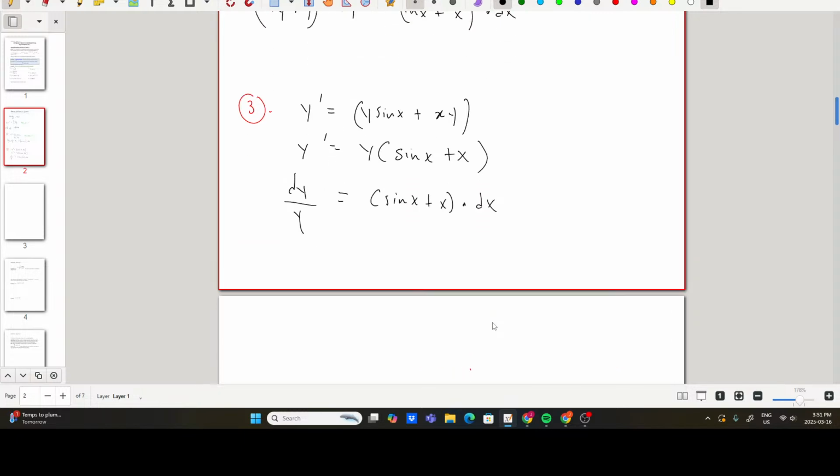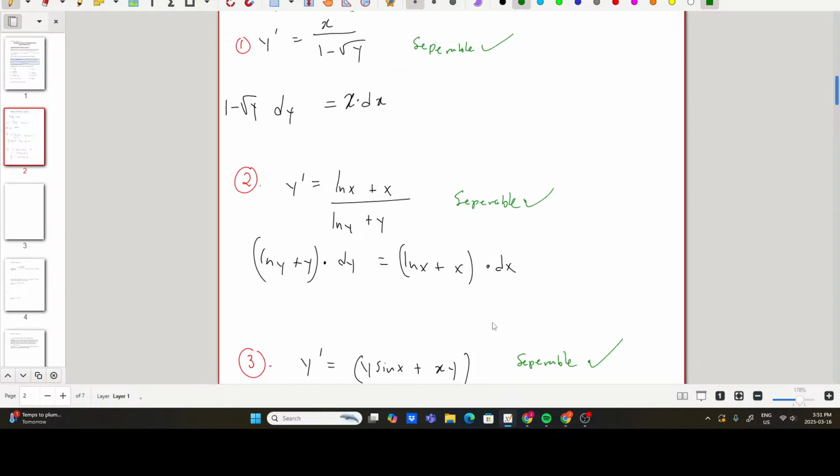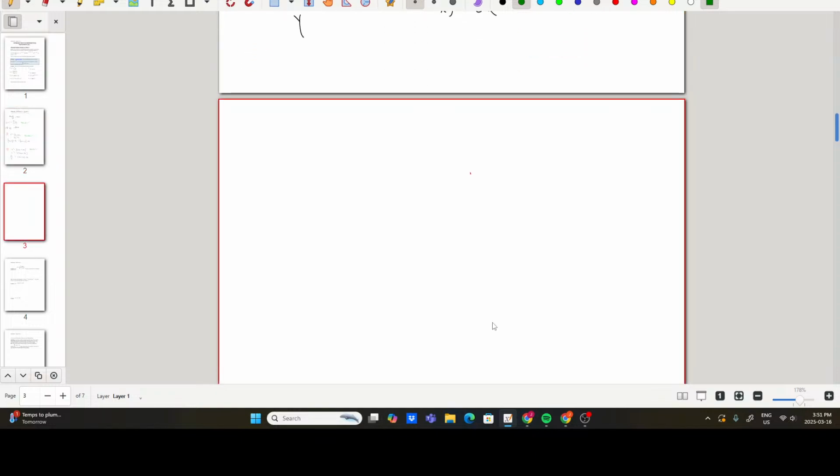So this is indeed separable. This is separable. Separable. Oh, there we go. It's another one done. That's good. Eventually, we're going to run into something that's non-separable. We're going to have issues.